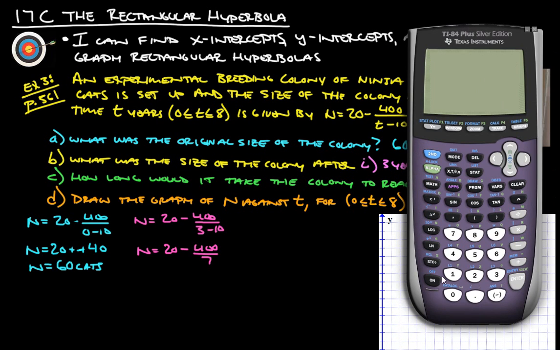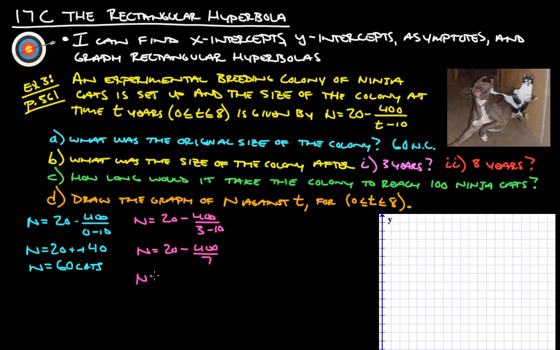All right, so let's just put this in. 20 minus 400 divided by... what did I do? Oh, it's 400 divided by negative 7. So let's change that. Negative 7, there we go. So about 77 cats. So n is about 77 ninja cats.